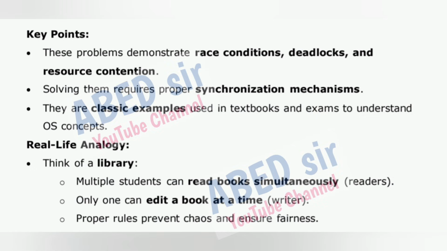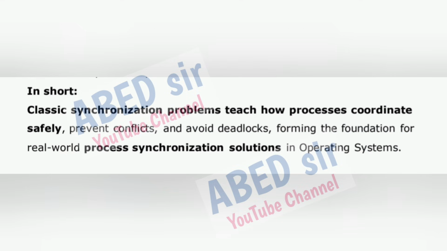Real-life analogy. Think of a library. Multiple students can read books simultaneously, the readers. Only one can edit a book at a time, the writer. Proper rules prevent chaos and ensure fairness. In short, classic synchronization problems teach how processes coordinate safely, prevent conflicts, and avoid deadlocks, forming the foundation for real-world process synchronization solutions in operating systems.